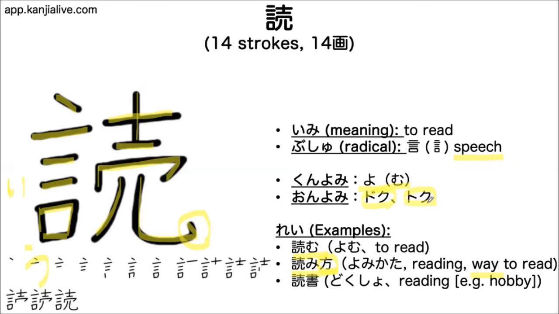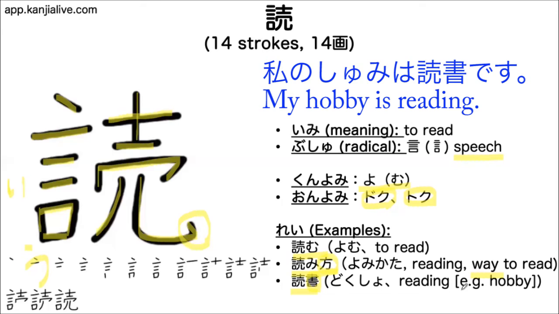Okay, doku or toku. So dokusho. Sho, this kanji is to write, actually. Kaku. But in this case, dokusho is reading. So you can say, 私の趣味は読書です。趣味 is hobby. My hobby is reading. Okay?